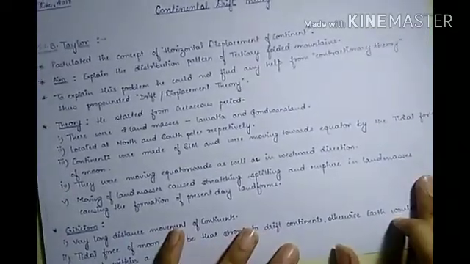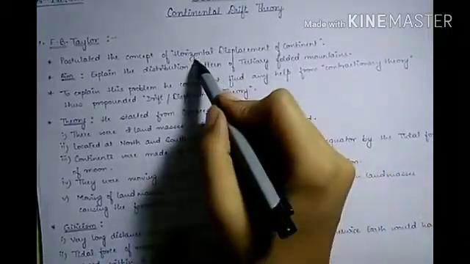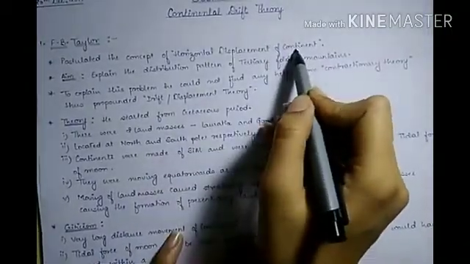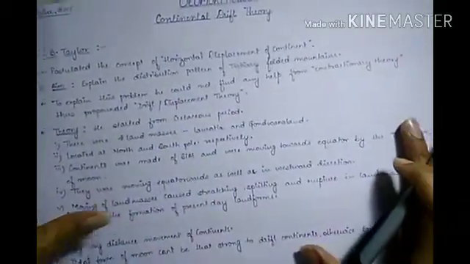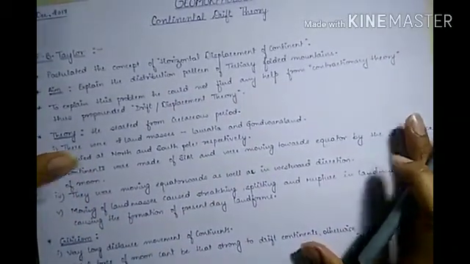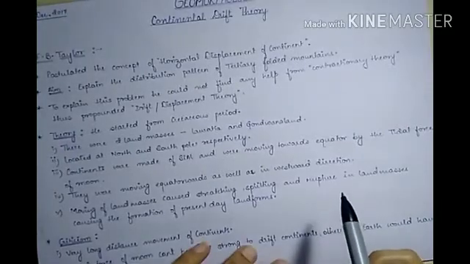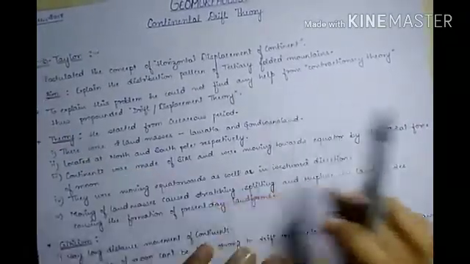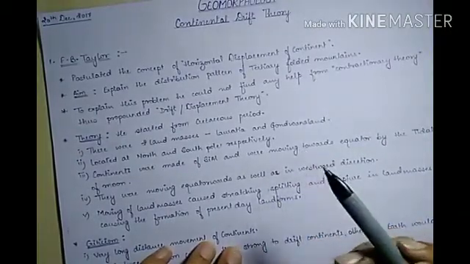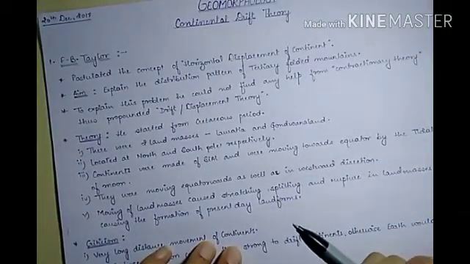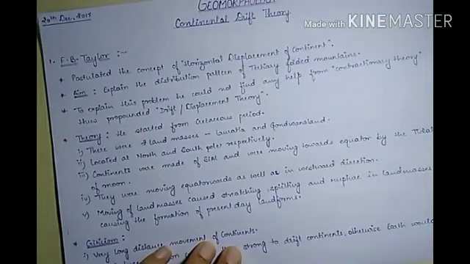F.P. Taylor postulated the concept of horizontal displacement of continents. He said that the continents have displaced horizontally. So what was the aim of F.P. Taylor? He actually wanted to explain the distribution pattern of tertiary folded mountains.